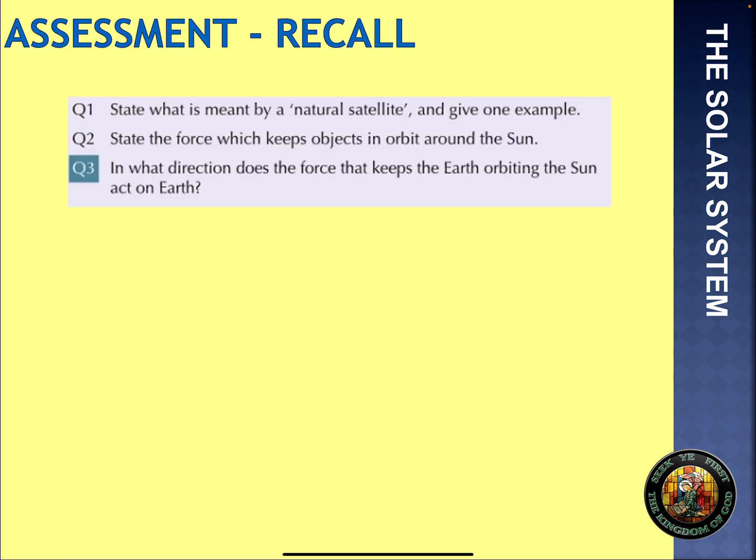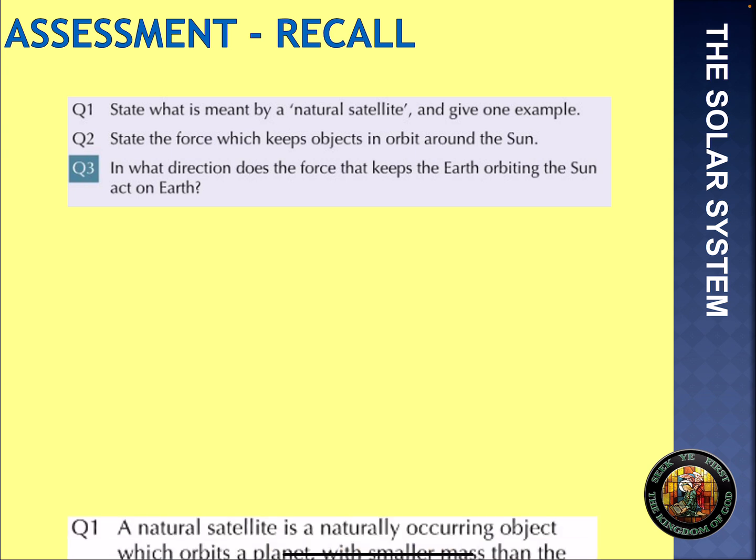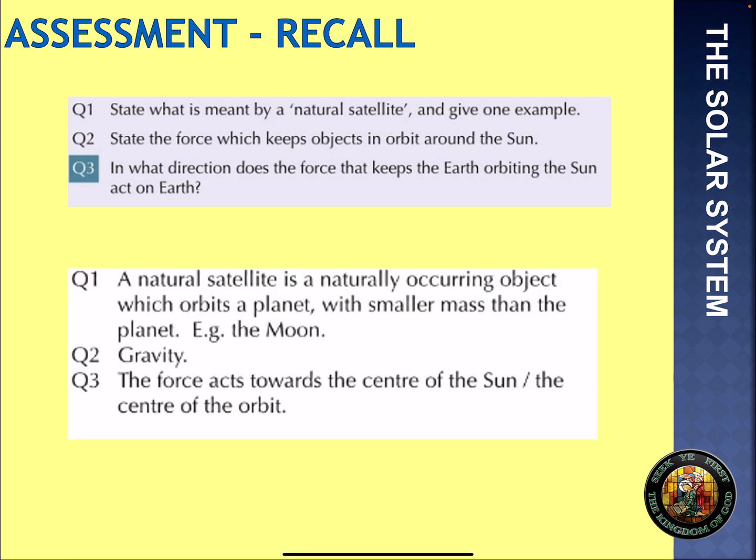Moving on. Here are some questions for you. Have a go at these 3 questions. Okay, let's have a look. Number 1, state what is meant by a natural satellite and give one example. Number 2, state the force which keeps objects in orbit around the sun. And number 3, in what direction does the force that keeps the Earth orbiting the sun act on Earth?